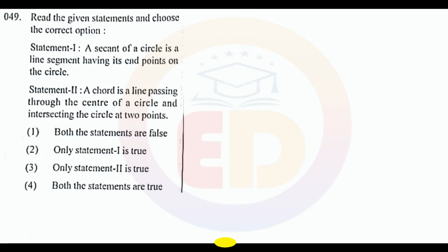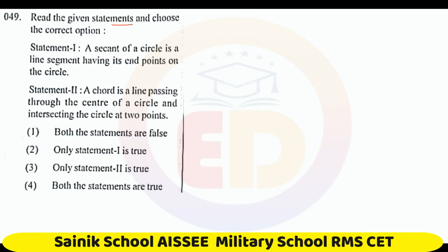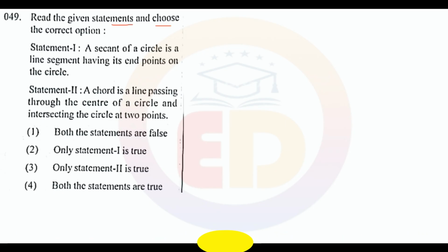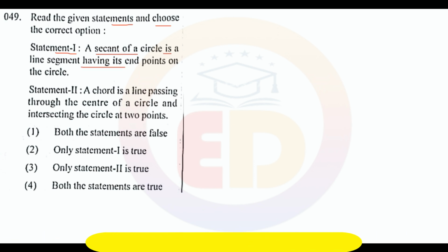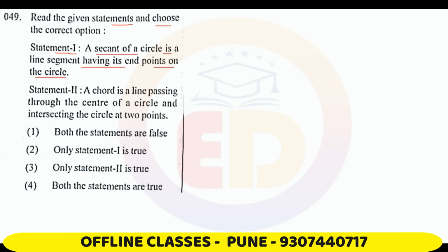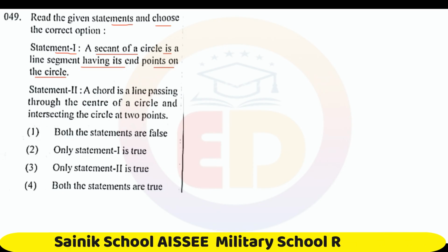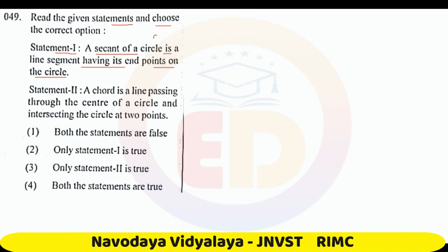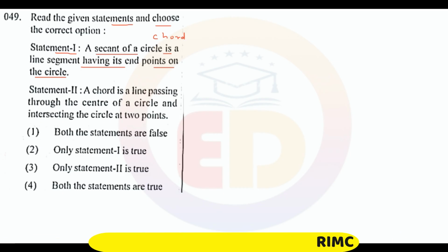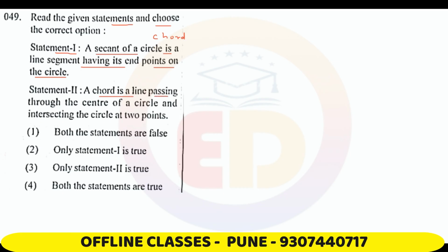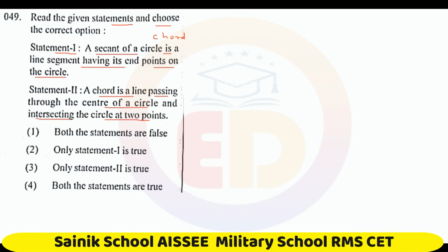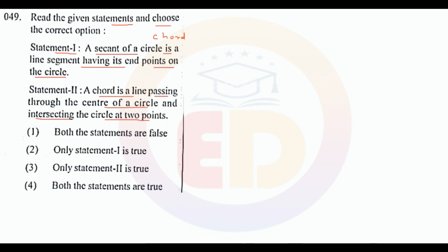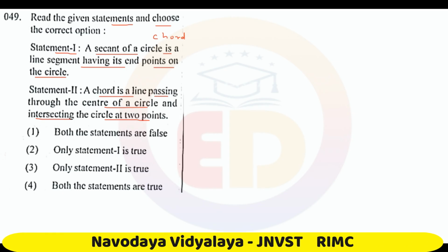Question number 49. They're asking to read the given statements and choose the correct option. Statement 1. A secant of a circle is a line segment having its endpoint on the circle. Actually, this is a definition of chord. It's not a secant. Statement 2. A chord is a line passing through the center of a circle and intersecting the circle at 2 points. Again, this sentence is also not correctly given.